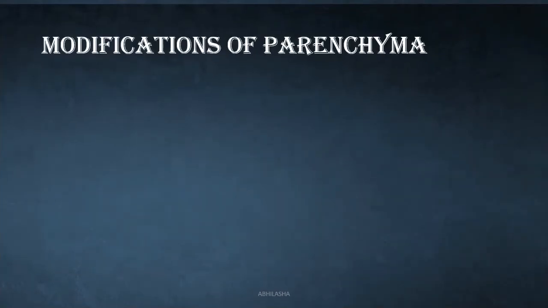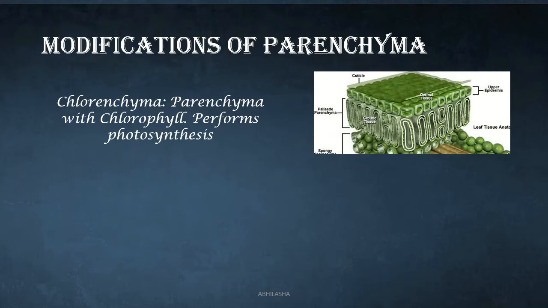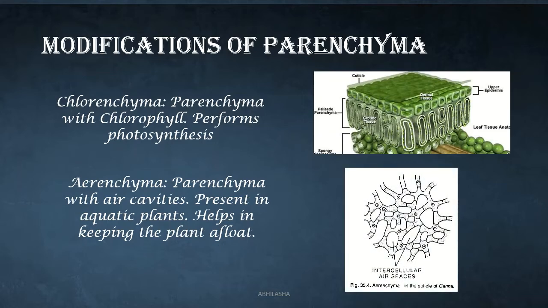Parenchyma also performs some special functions, some special roles. For example, as Chlorenchyma, the parenchyma with chlorophyll, it performs photosynthesis. Then as Aerenchyma, that is parenchyma with air cavities, this is present in aquatic plants and it helps in keeping the plant afloat. So it has large intercellular spaces as well as air cavities, and these Aerenchyma help the aquatic plants to stay floating on water surface.